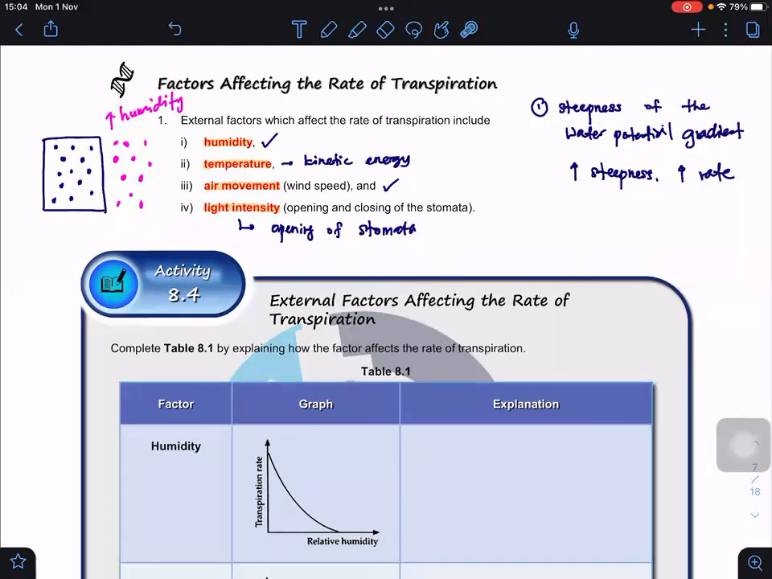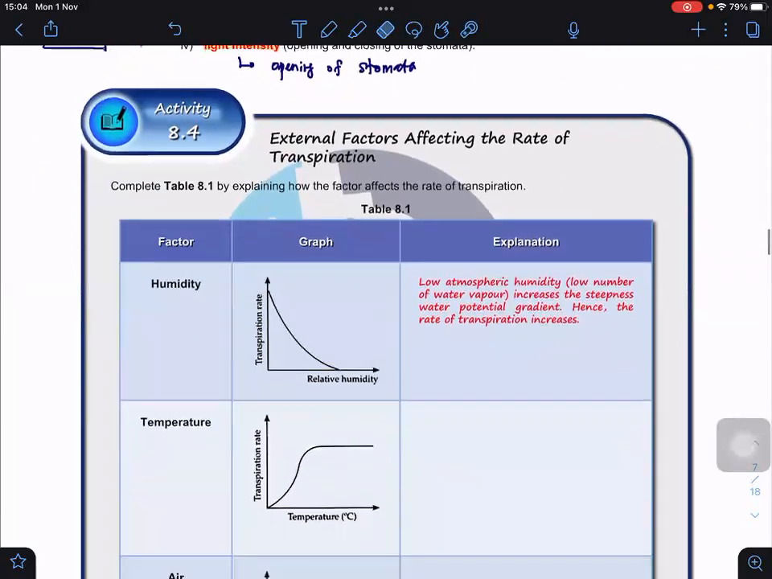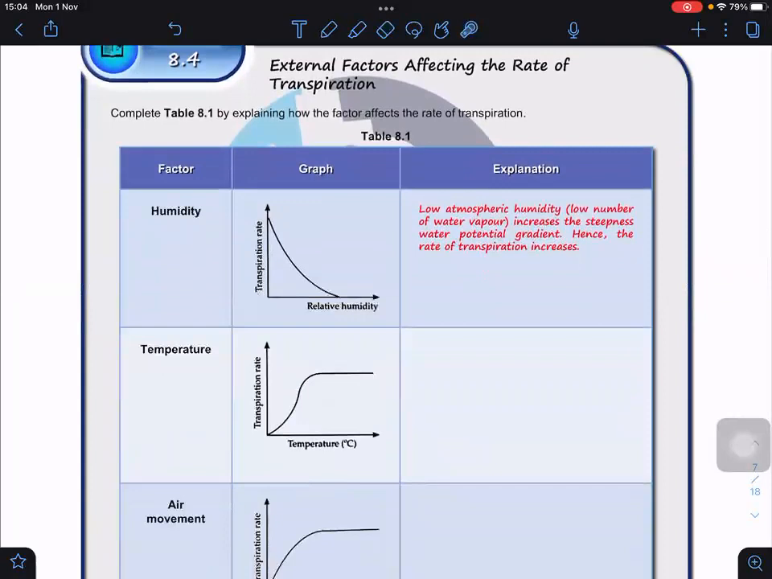Or vice versa, when you have a low humidity, the rate of transpiration is high. So low atmospheric humidity, due to the low number of water vapor, increases the steepness of the water potential gradient. So when you increase the steepness, you increase the rate of transpiration. Okay. Second, how about temperature? Temperature is something like a heating process, kinetic energy. More kinetic energy means that you guys will move.